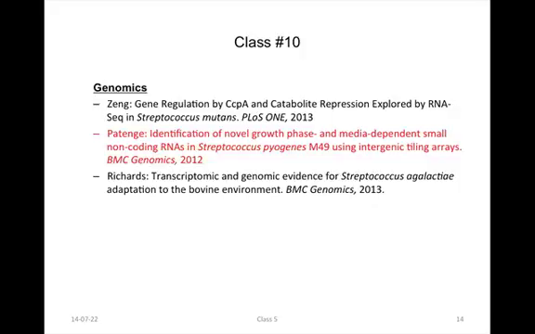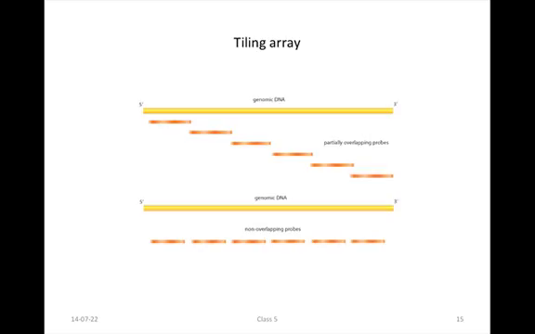The next paper is, I think, better, because what they're doing is they're actually doing confirmation of some of these small RNAs. Okay, so the next paper is on pyogenes, M49, and they're looking at a tiling microarray.